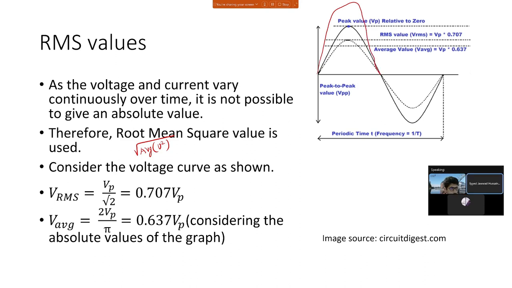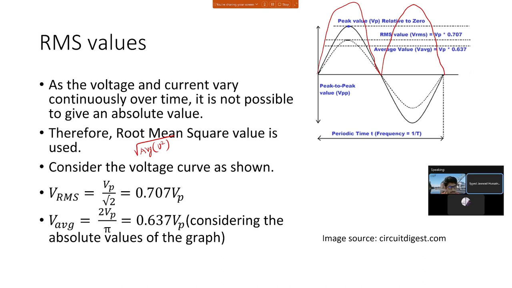Since it's squared, the negative will also become positive, like minus 2 squared is 4. Then using integration, we find the average value and then we take the square root, and that will give us the RMS value. Because if we take just a plain average, the positive half and the negative half will cancel out.